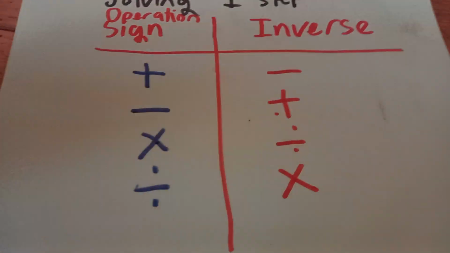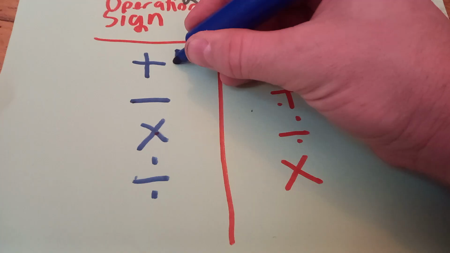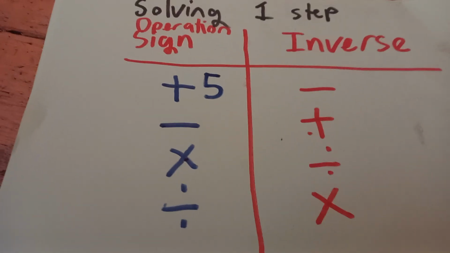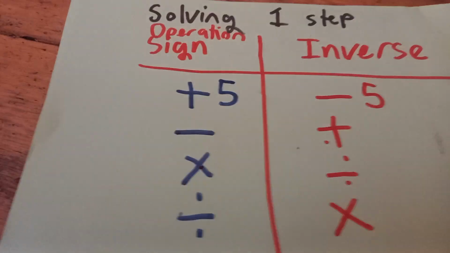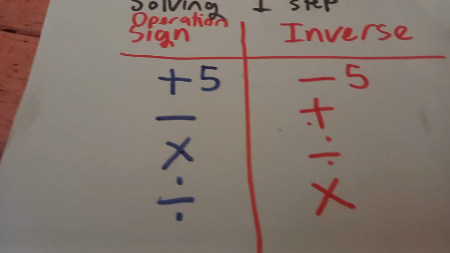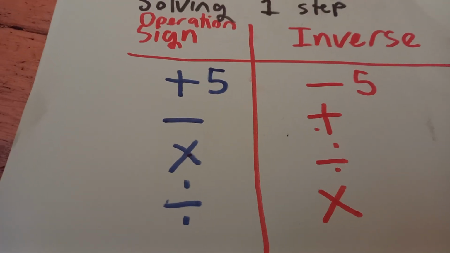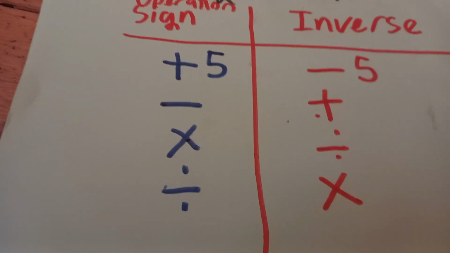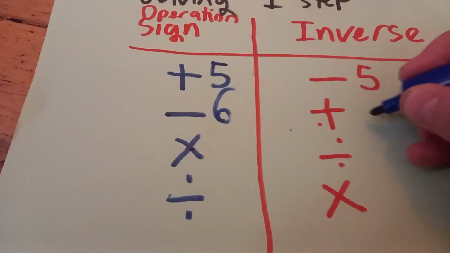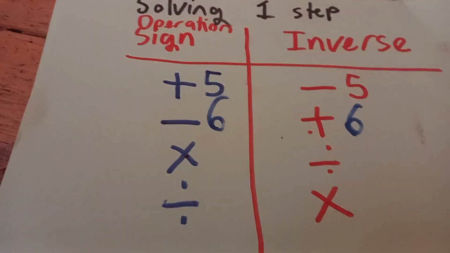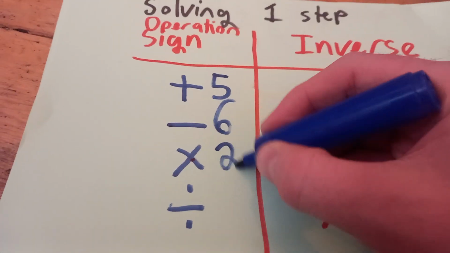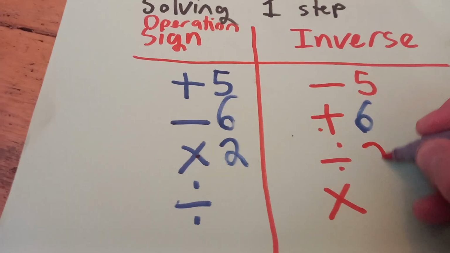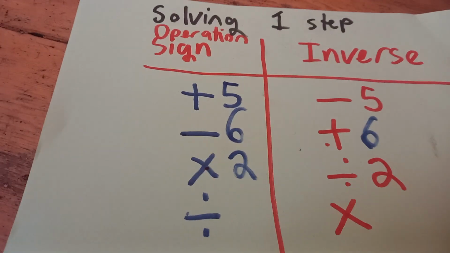We could ask, what is the opposite of plus 5? It is minus 5. What that means is if you plus 5 to something and then minus 5, you end up with the original number. And we could do this with every single one. The opposite of minus 6 is plus 6. The opposite of times 2 is divide by 2, and so on.